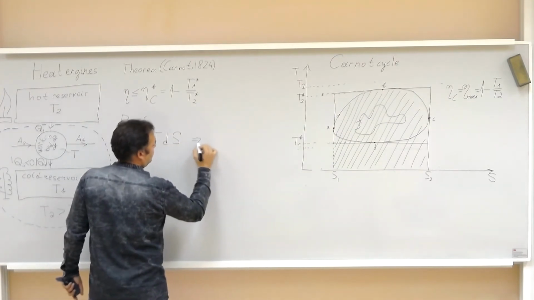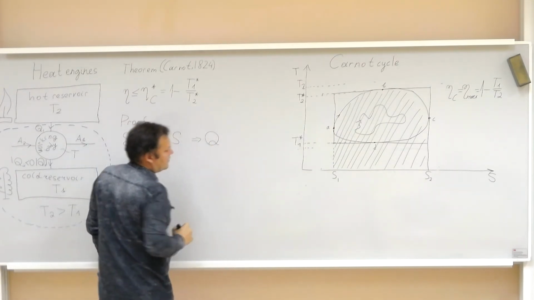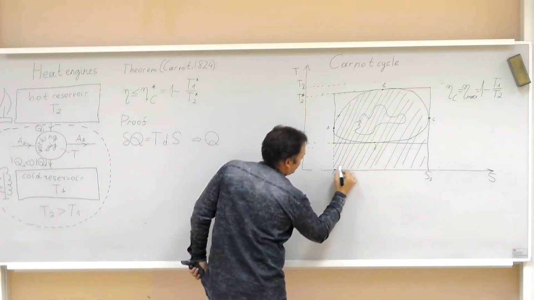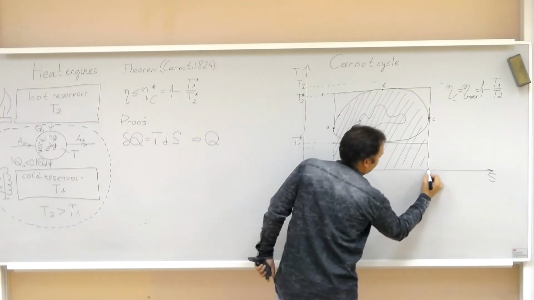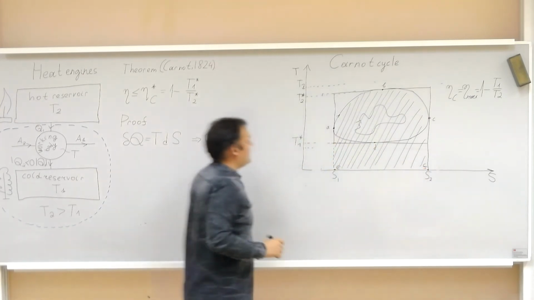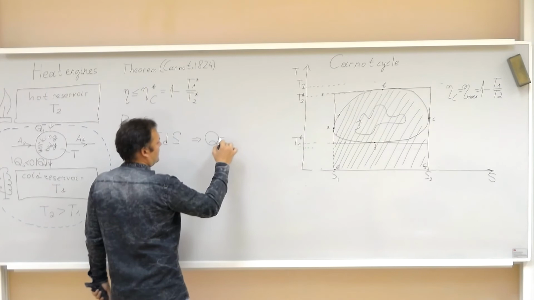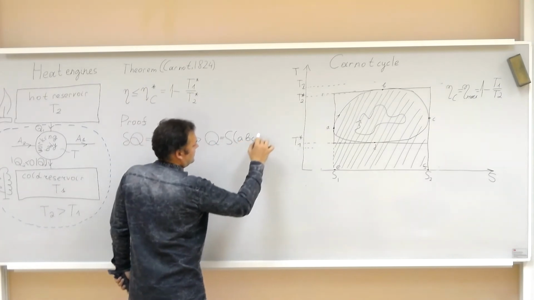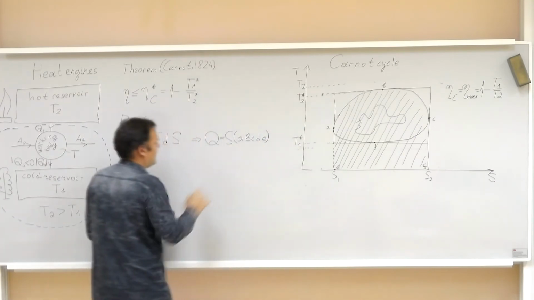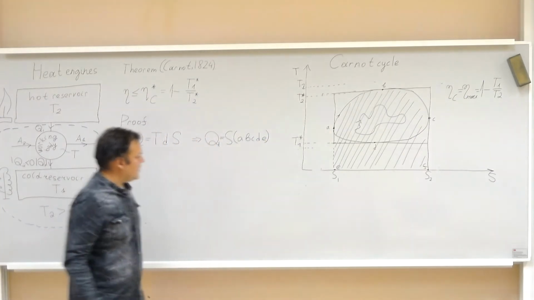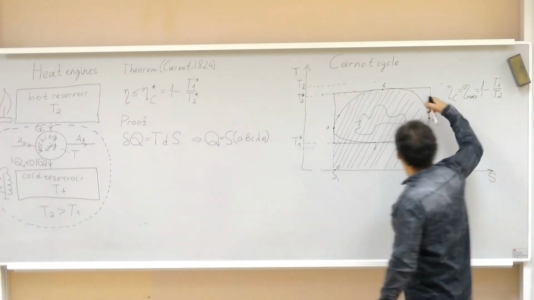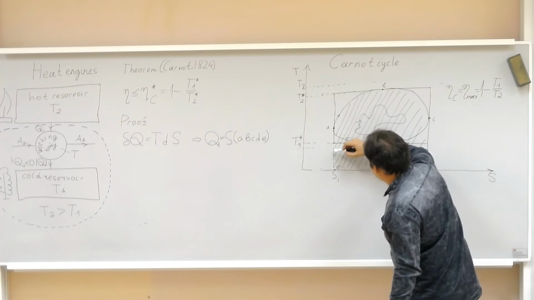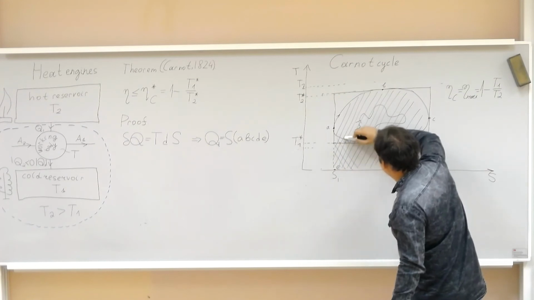So Q1, okay, let me put here the point E, and here the point F. Q equals the area of A, B, C, D, E. And this is Q1. When the system goes from the state C to the state A, it gives out heat to the cold reservoir.